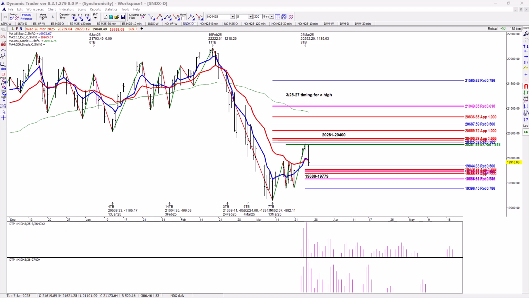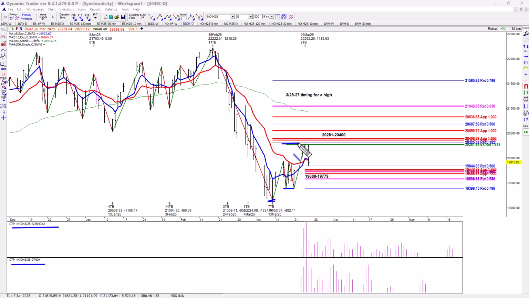Video, I want to go over the timing chart that I did post on Twitter earlier. I basically showed you that I had run a couple of histograms on the Dynamic Trader software, one from this last low and one from this last low. And they both gave me around the same time window. First was March 25th, March 26th for a possible high, and the second was March 26th, 27th. So, pretty much in the same place.